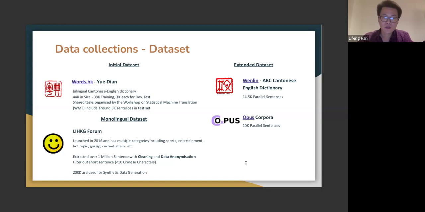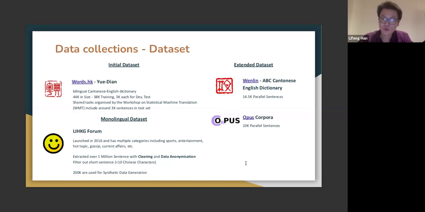The second one we use is a monolingual dataset. We collected it from the LIHKG forum. It was launched in 2016, and it had multiple categories, including sports, entertainment, hot topic, gossip, current affairs, etc. We extracted 1 million sentences from the LIHKG forum and did data cleaning and anonymization. In the end, we have around 200K monolingual sentences from this forum for synthetic data generation purposes.